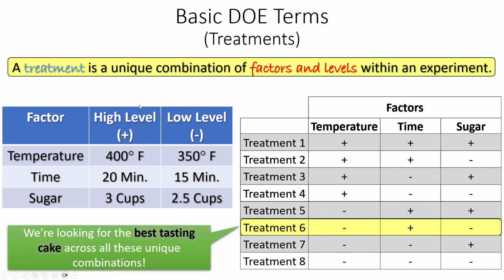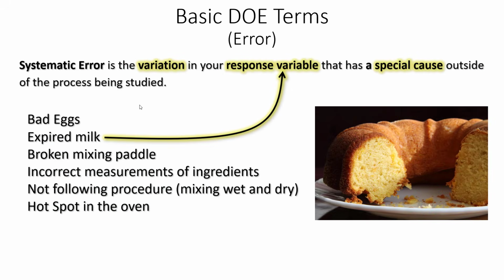Now, before you execute your experiment or while you're designing it, one of the most important terms that you need to understand is the idea of error. Okay, error is one of the most important concepts in a DOE, and there's 2 types of error. The first type of error is called systemic or systematic error, and it is essentially any variation in your response. And remember, for us, our response is taste. Any variation in the taste of our cake that has a special cause outside of the process being studied.